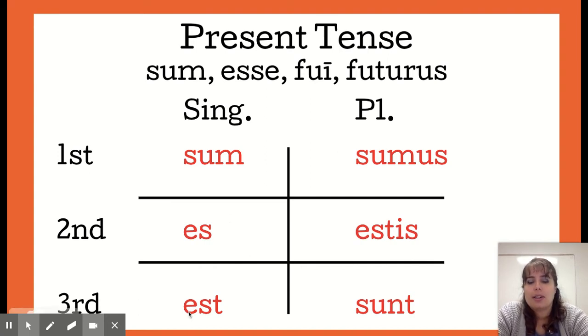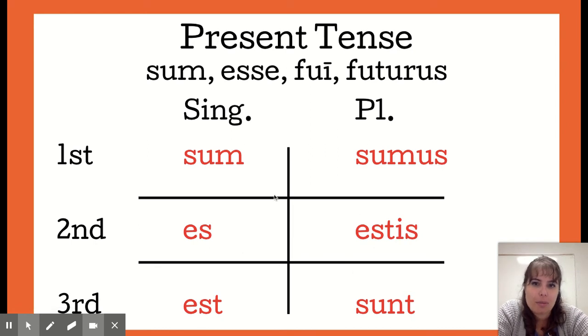So puer est laetus, the boy is happy. Servi sunt irati, the slaves are angry. Sum ieiuna, I'm hungry. So you use this to describe yourself or someone else.